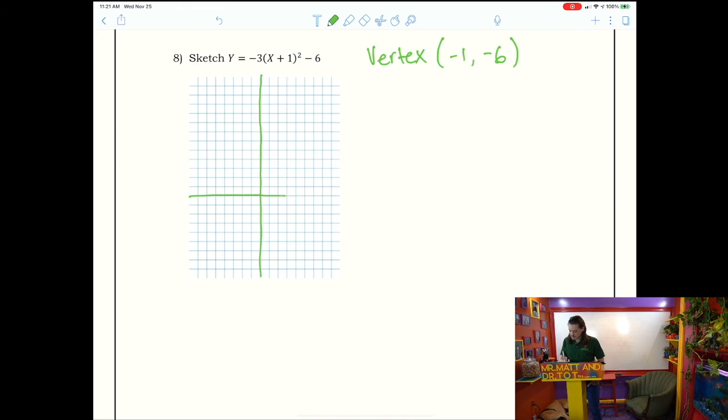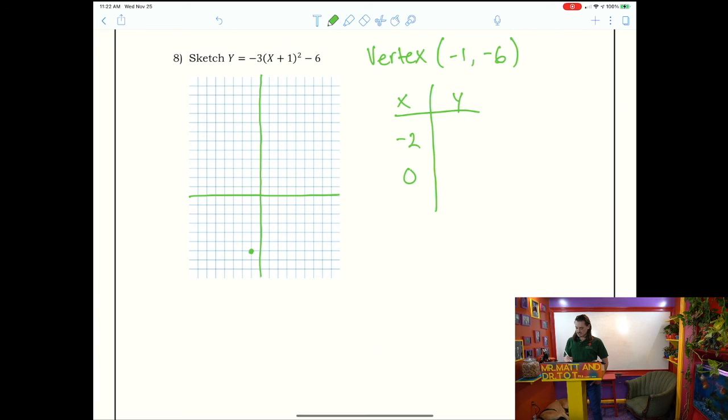So the vertex, we're at negative 1, negative 6, which is right here. So I'm going to go a little bit to the left and a little bit to the right of negative 1. So I'm going to look at negative 2 and I'm going to look at 0.